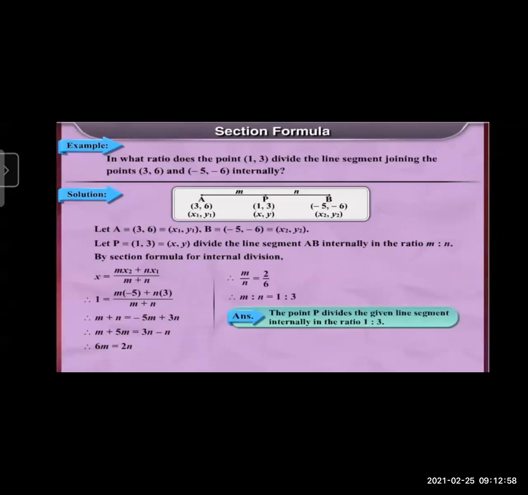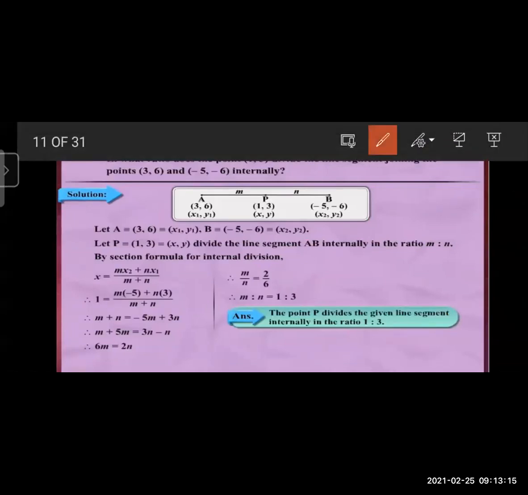Okay. Now next question. In what ratio does the point (1, 3) divide the line segment joining the points (3, 6) and (-5, 6) internally? So here we have 2 points. This one is point A having coordinate (3, 6) and point B having coordinate (-5, 6). And another point divides the line segment, but we have the coordinates of this point and we find at which ratio this point divides the line segment. So here we have to find the value of m is to n.